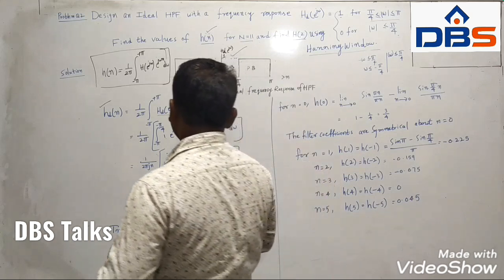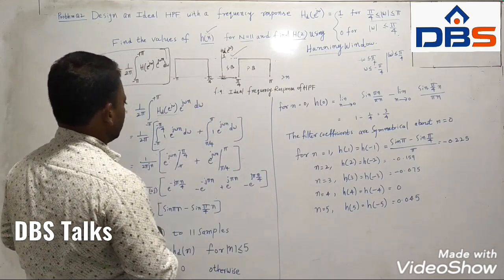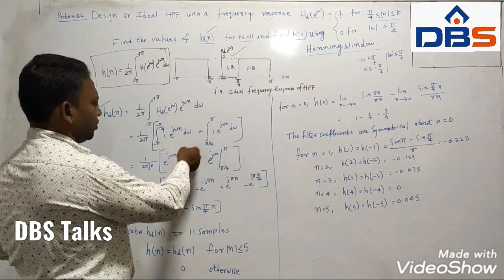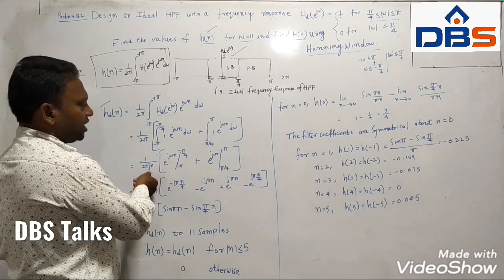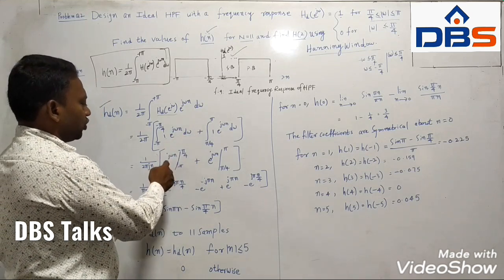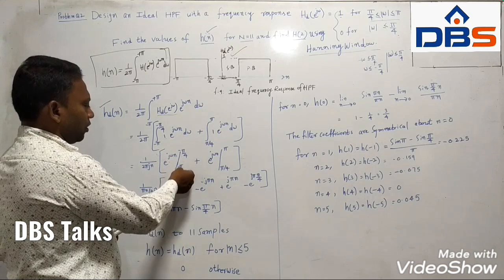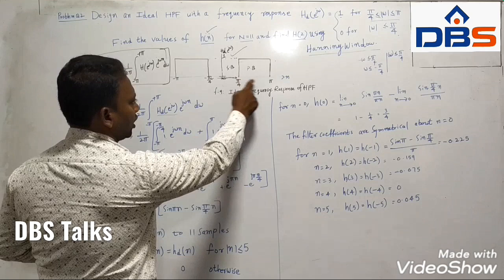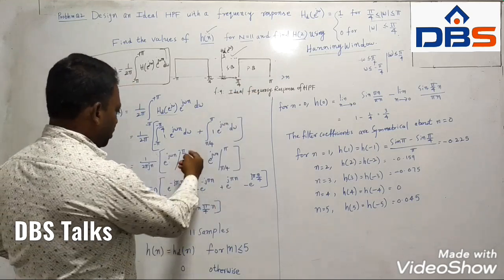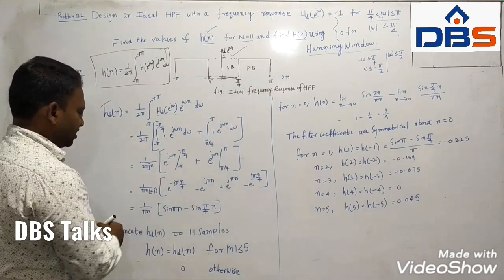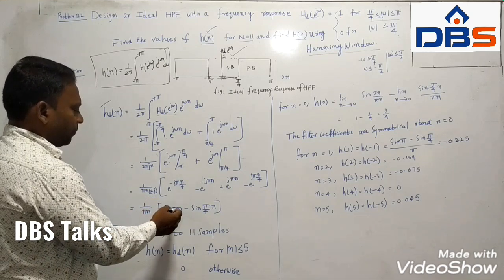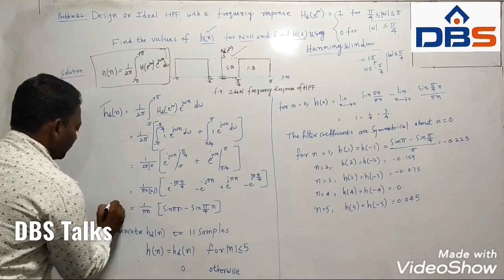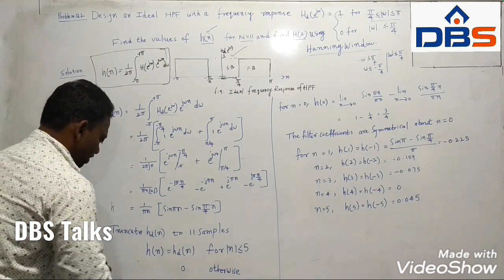And further, if we simplify this, integration with respect to omega gives 1 by jn, which I take outside because it is common to both terms. So e power j omega n, with lower limit minus pi and upper limit minus pi by 4, and here lower limit pi by 4 and upper limit pi. If you substitute these limits, you will get 1 by pi n into sin pi n minus sin pi n by 4. Okay, so this is the desired impulse response.